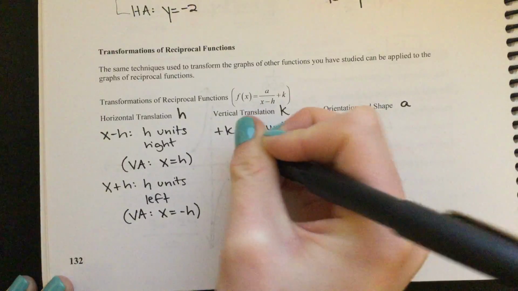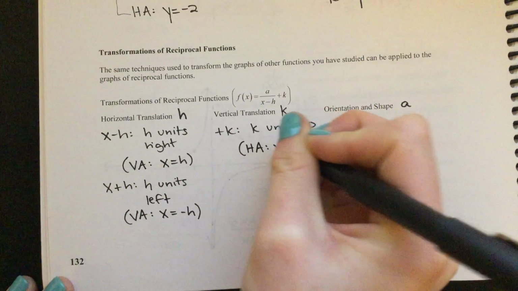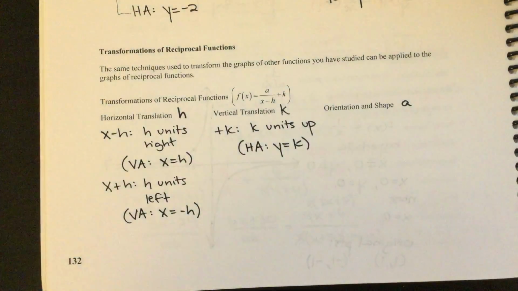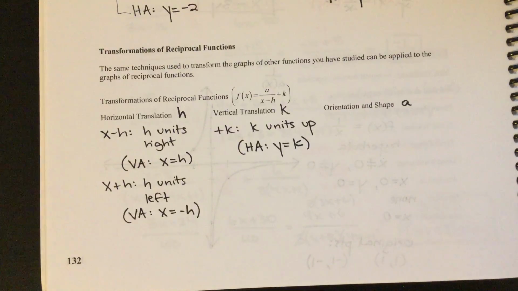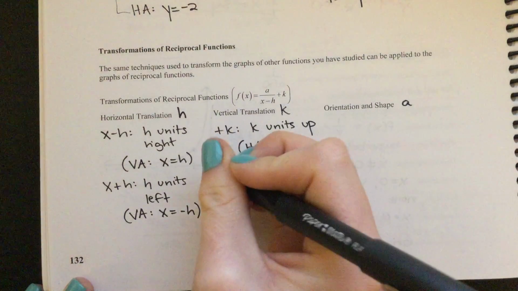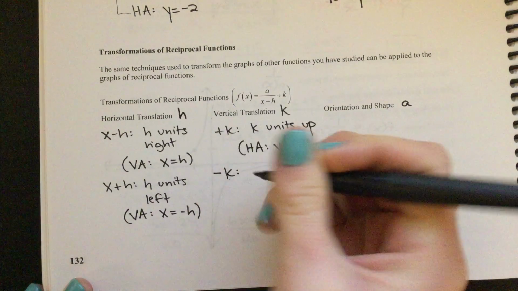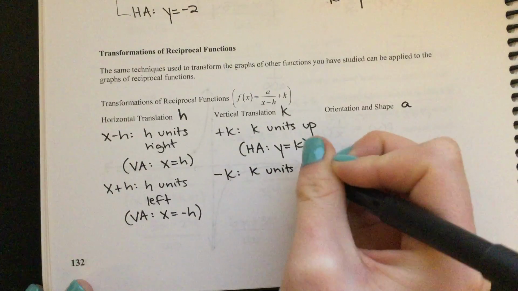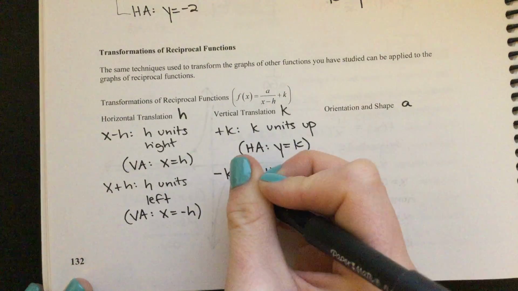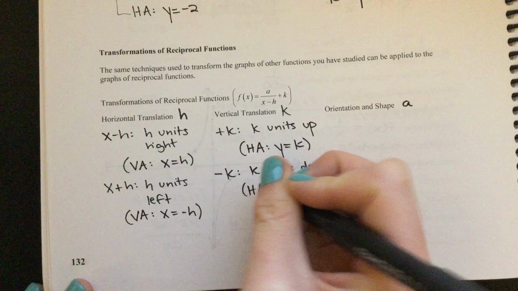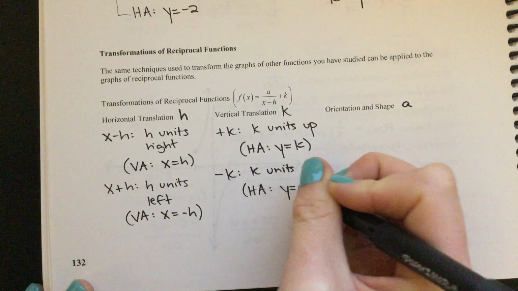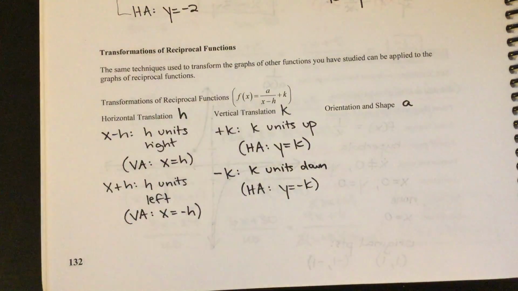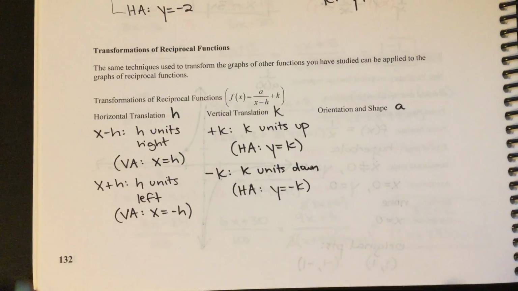So it's going to move your horizontal asymptote to the line y equals k. It kind of starts out at 0, but if you move it up k units, your horizontal asymptote is going to move with it. And then if you see a minus k on the end, y does what it looks like it's going to do. So your graph will move k units down. And then your new horizontal asymptote will be at -k. The default was 0, but if you move it down, that horizontal asymptote goes down with it.